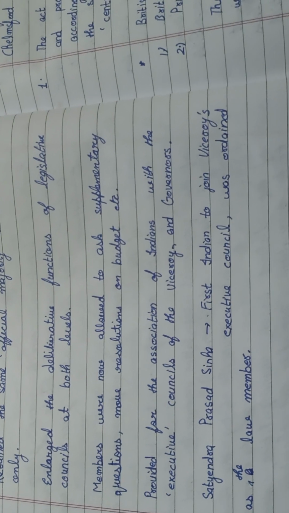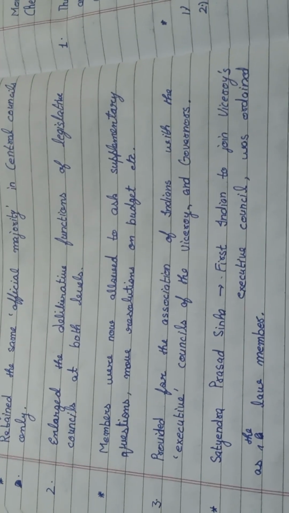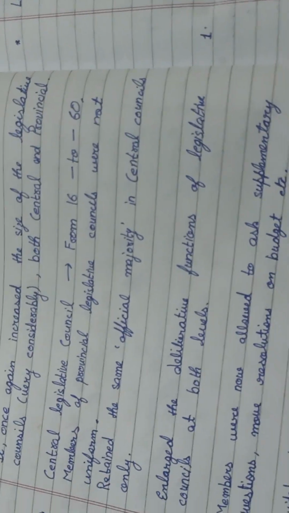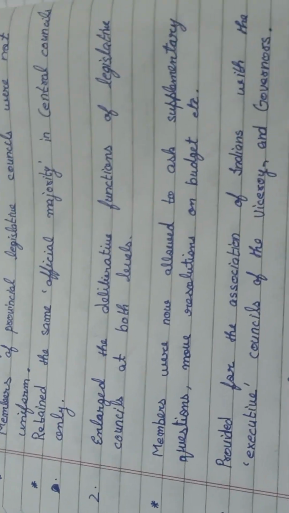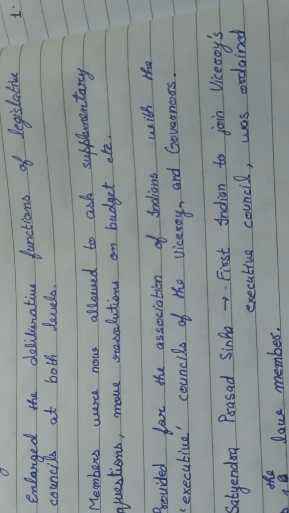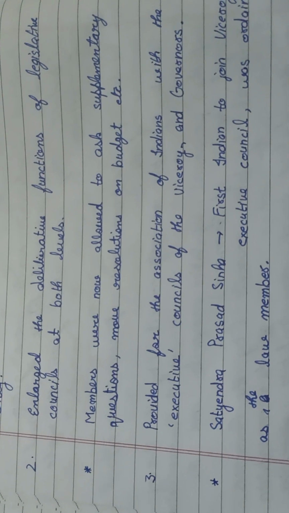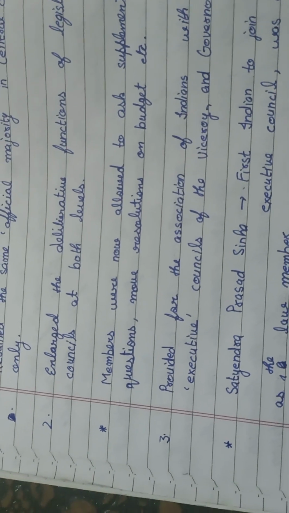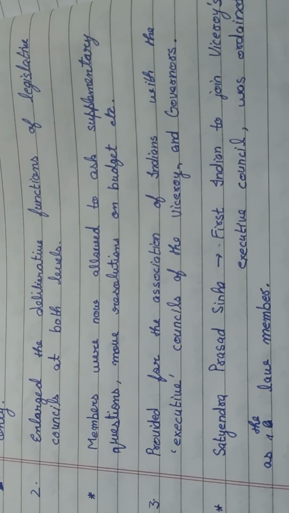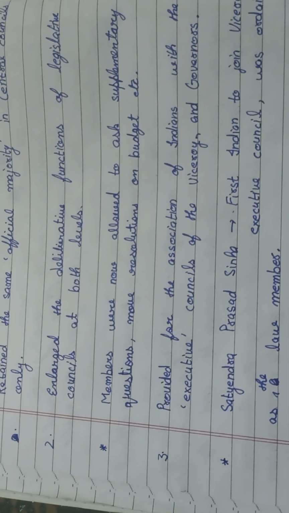So moving on, where were we? Yeah, third point or third feature is it provided for the association of Indians with the executive council of the viceroy and governor. So up until now, whenever we said that non-official members were introduced, increased and expanded, we were talking about only the legislative council of the governor general or the viceroy, same thing. You must remember that the viceroy had two councils, right? The legislative council and the executive council. So up until now, all the experiments were happening with the legislative councils. But now this act provided that you also introduced Indians to the executive council. Give them some real work, give them some real powers.